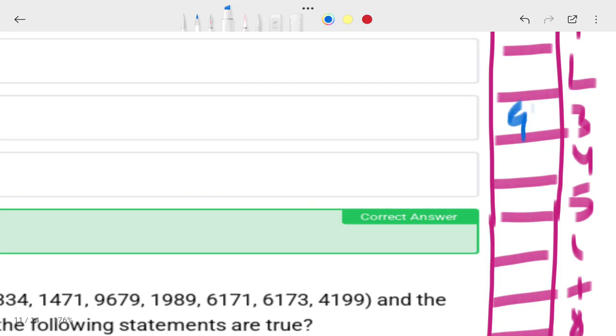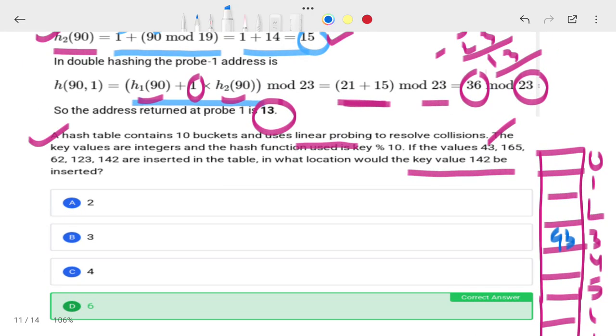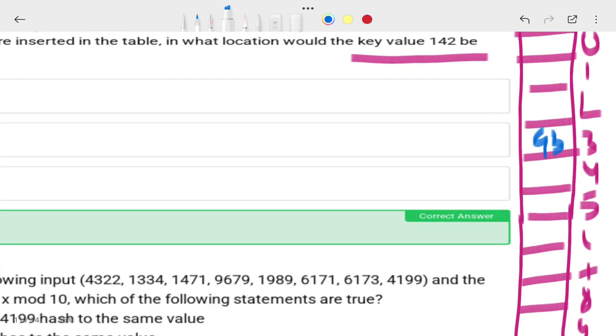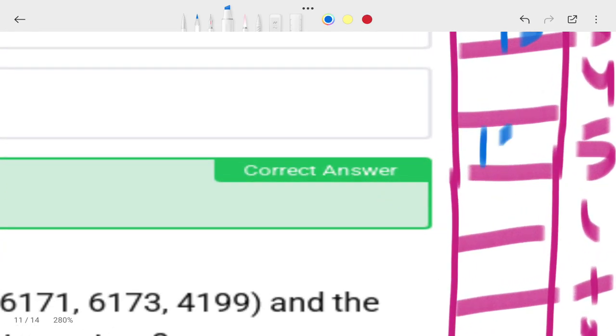43 will come here. Done. Okay. Now see here. 165 divided by 10 is equal to 16, remainder 5. So 165 will place here. Done. Remainder is equal to 5.